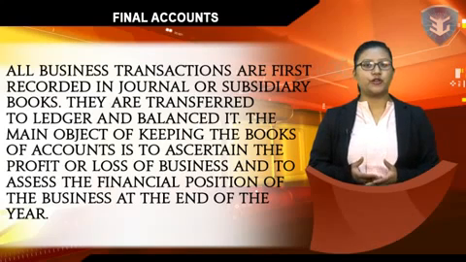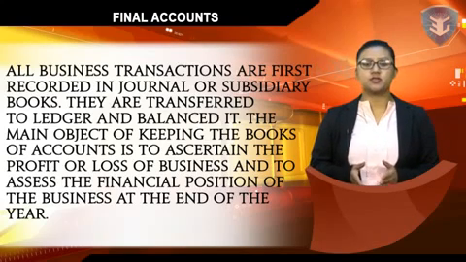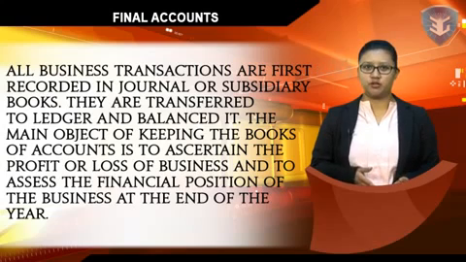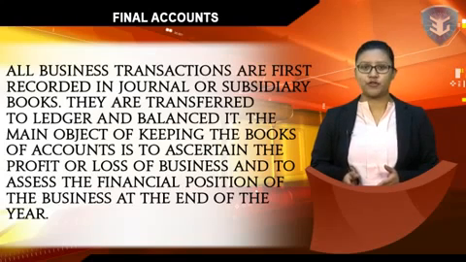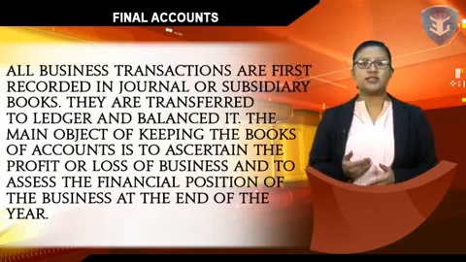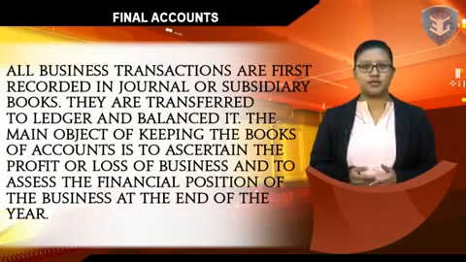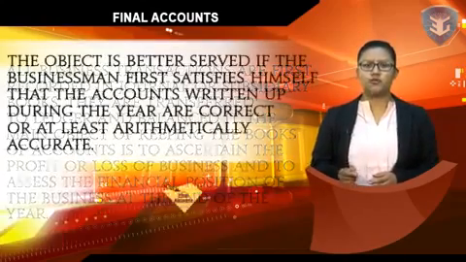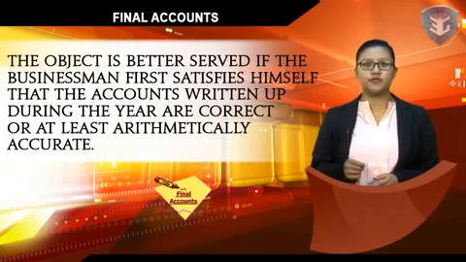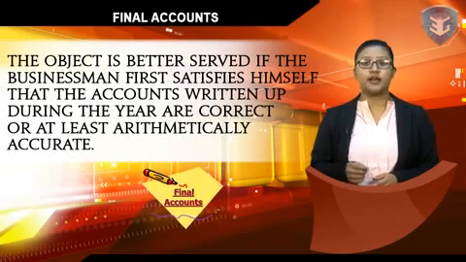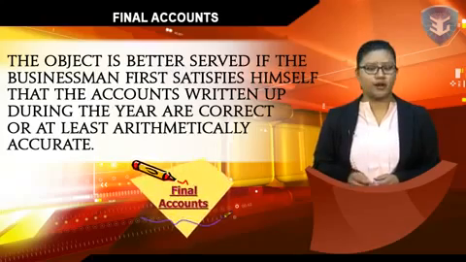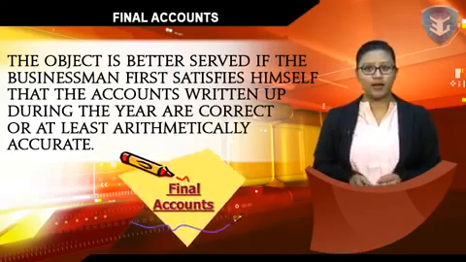Let us start with a brief introduction. All business transactions are first recorded in journal or subsidiary books. They are transferred to ledger and balanced. The main objective of keeping the books of accounts is to ascertain the profit or loss of business and to assess the financial position of the business at the end of the year. The object is better served if the businessman first satisfies himself that the accounts written up during the year are correct or at least arithmetically accurate.